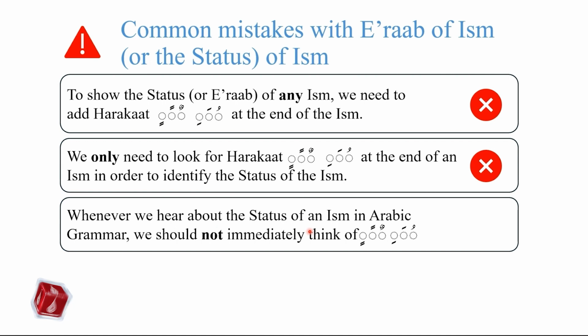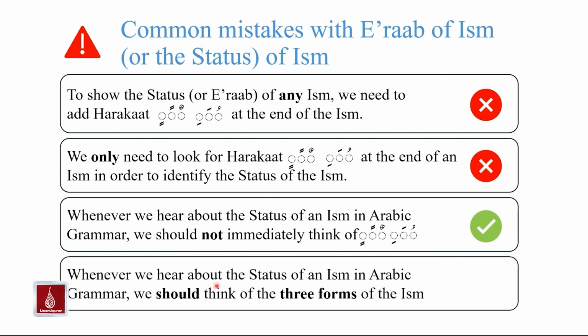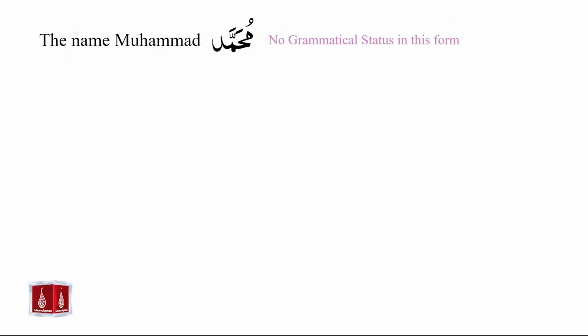Whenever we hear about the status of an ism in Arabic, we should not immediately think of harakat. This is correct. Harakat should not be the first thing that we think of whenever we are looking for the status of an ism. Whenever we hear about the status of an ism in Arabic grammar, we should think of the three forms of ism. This is correct. Let us study this further. Let us study the three forms of ism in regards to its status.